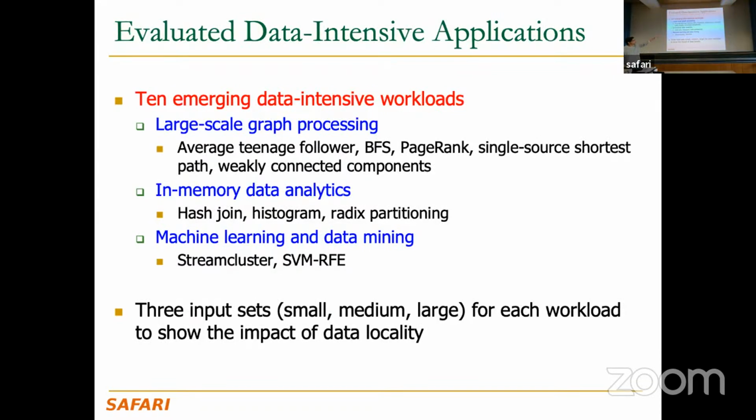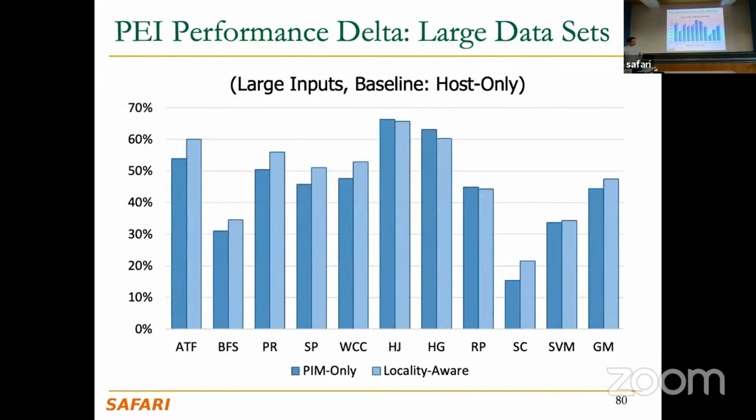First ones are graph processing. Here we have also data analytics, such as hash join, or even machine learning, like streamcluster or SVM. And the work uses 3 different input data sets in order to study what's the impact of data locality. When you use the smaller data set, then probably the CPU will perform better in comparison to the PIM system. So here in this plot, we have performance delta for large data sets.